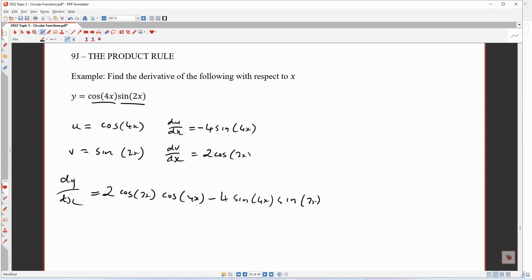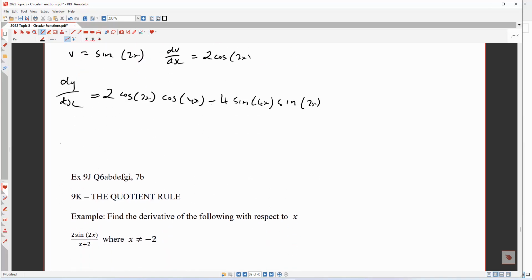Now there's probably some trig identities that will shrink this down, but this is absolutely fine for us in maths methods, so we could just slam in, say, pi on 3 for the derivative, and that will get us the gradient at whatever point we want. So this will work absolutely fine for us. All right, so only one example for the product rule, and there's your questions.